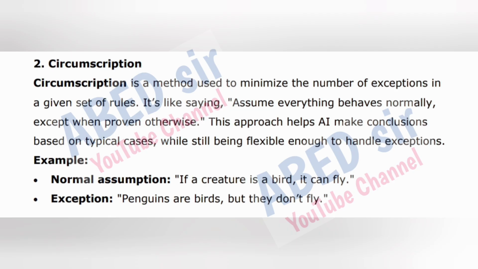2. Circumscription. Circumscription is a method used to minimize the number of exceptions in a given set of rules. It's like saying, assume everything behaves normally, except when proven otherwise. This approach helps AI make conclusions based on typical cases, while still being flexible enough to handle exceptions. Example: normal assumption, if a creature is a bird, it can fly. Exception: penguins are birds, but they don't fly.